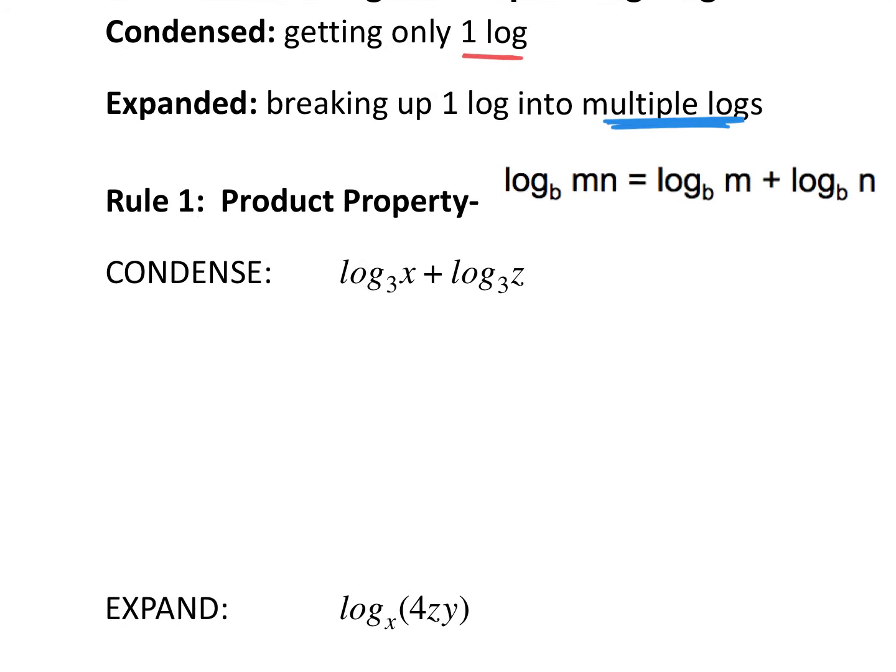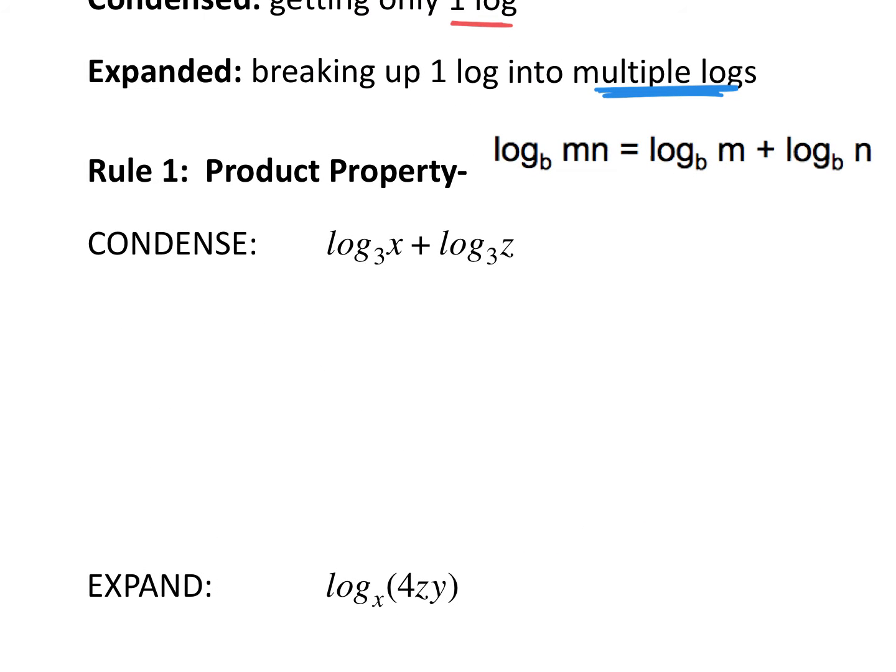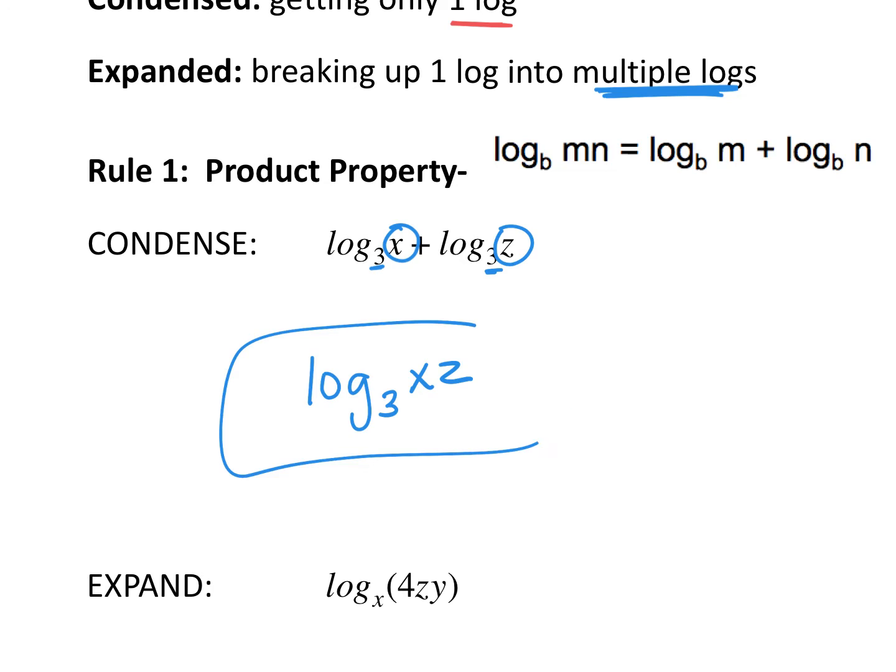So we're going to start with this one. Log base 3 of x plus log base 3 of z. We notice that we have 2 logs, right? They both have a base of 3. So I want to condense them to 1 log with a base of 3. We keep the same base, okay? But then we notice that we are adding, right? X plus z. Addition goes with multiplication. So we're going to do x times z. Now do I have 1 log? Yep. That is it.